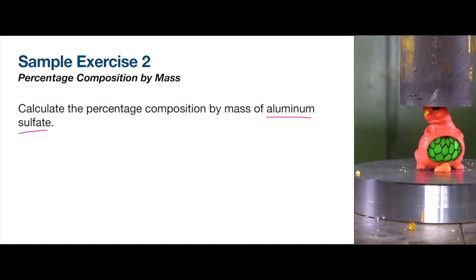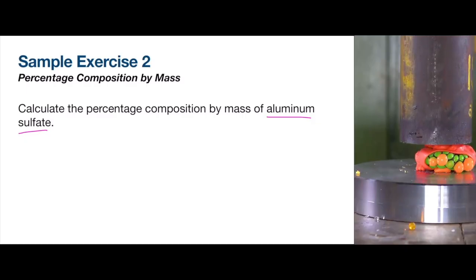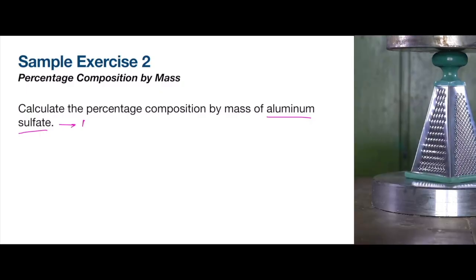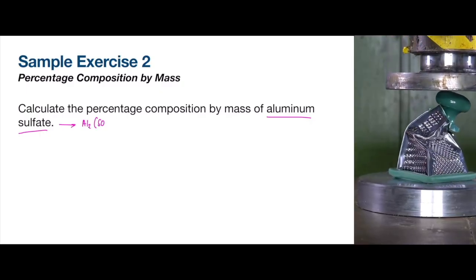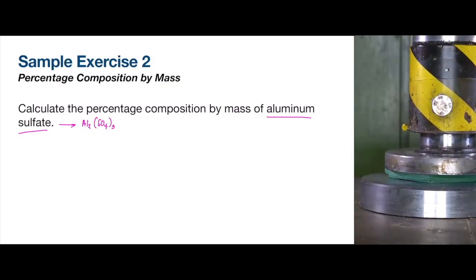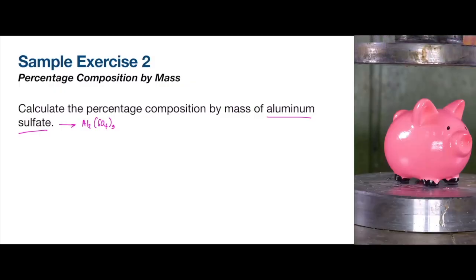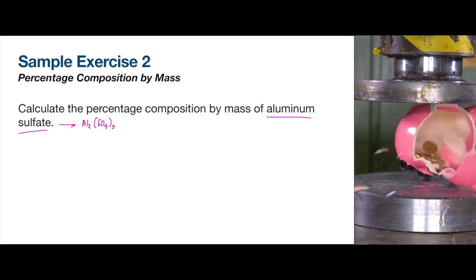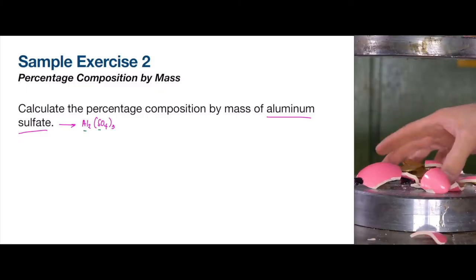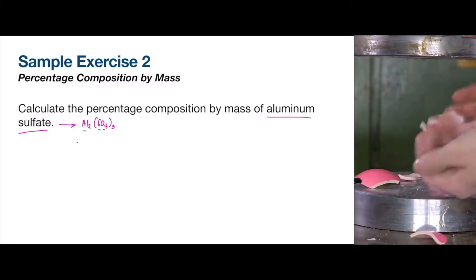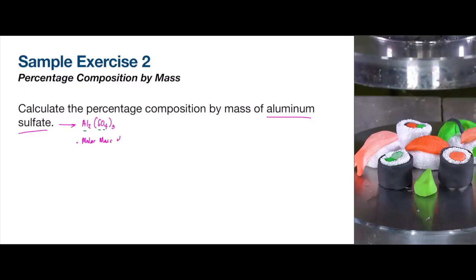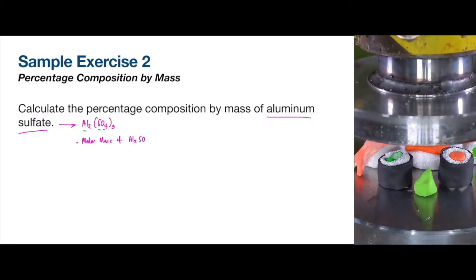We have to start by writing the formula of aluminum sulfate. We know that aluminum sulfate is Al2(SO4)3. As we can see in the chemical formula of aluminum sulfate, it contains aluminum, sulfur, and oxygen. Now, the next step is to calculate the molar mass of aluminum sulfate.